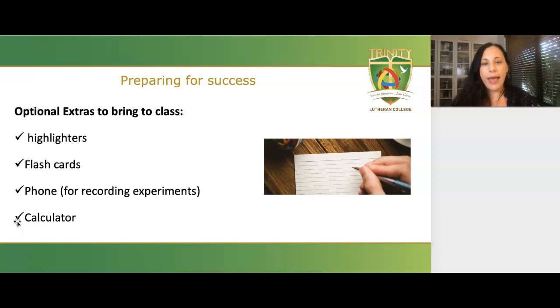Optional extras to pack in your suitcase to come to class: highlighters, flashcards, your mobile phone. Yes, we still need to follow the school guidelines as far as your mobile phone goes. I shouldn't see it. It shouldn't be out. You're not playing Angry Birds on it. But it is a really important tool for us, especially when we're doing experiments and recording data. So bringing it along is not a violation. It just needs to stay in your pencil case or your laptop bag. And of course, a calculator is always useful.